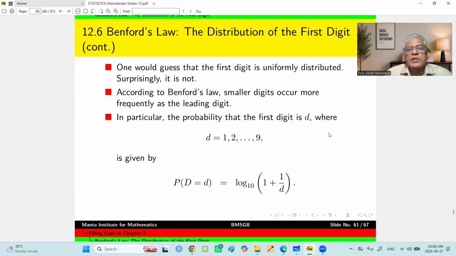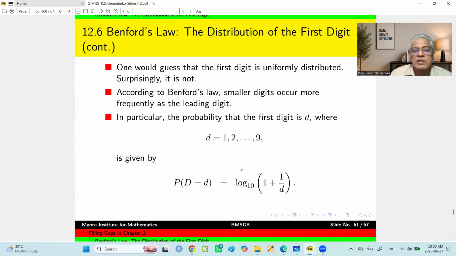In particular, the probability that the first digit is, for example, D. Let's denote the first digit of a randomly selected positive value to be capital D. Then we can talk about what is the probability that capital D is equal to 1, what is the probability that capital D is equal to 2, and so on. So in general, we will look at the probability that capital D is equal to small d. This is what Benford's law tells you.